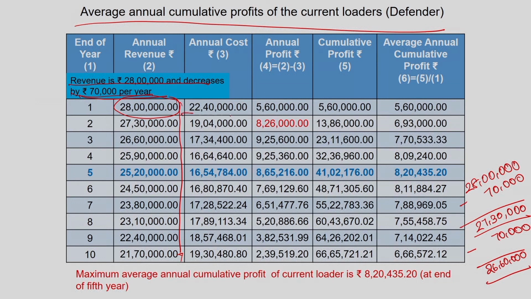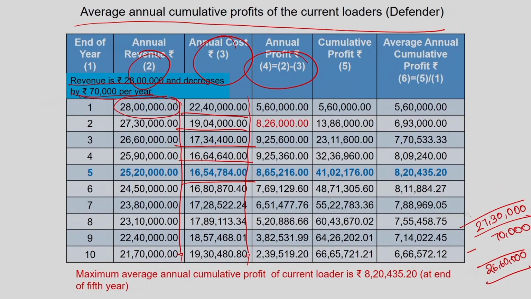Okay. So, already we have estimated the annual cost by adding the operating and the maintenance cost and the depreciation in the earlier tables itself. You can use those values for the annual cost of the current loader. Now, we are going to find the actual profit. To determine the profit, you have to subtract the cost from the revenue, then only you will get the annual profit. So, you are going to subtract column 2 minus column 3. That will give you the annual profit.